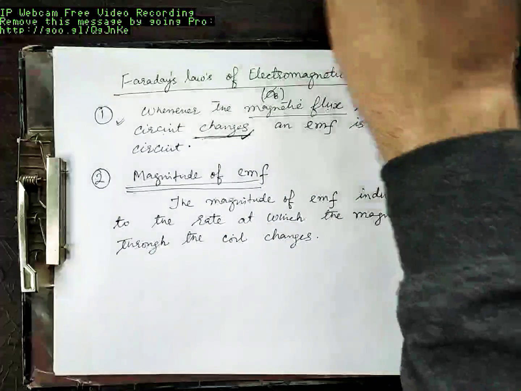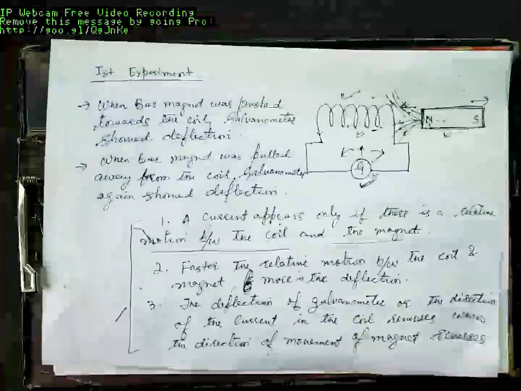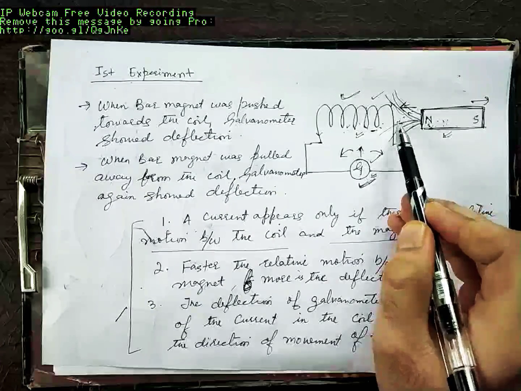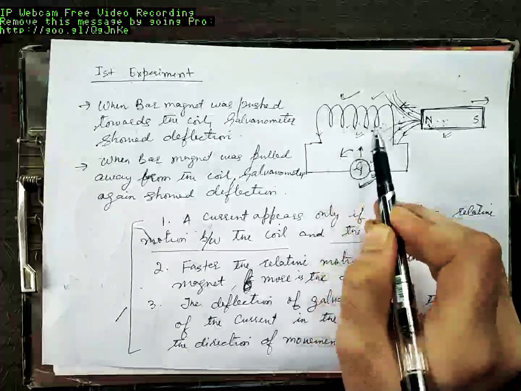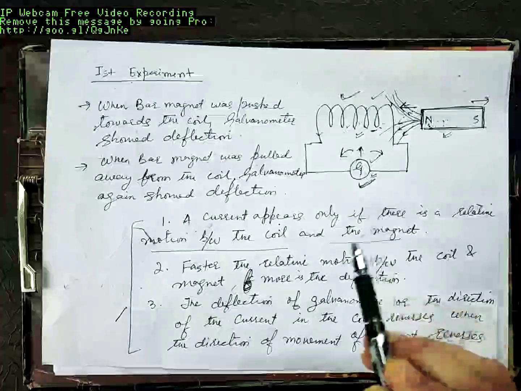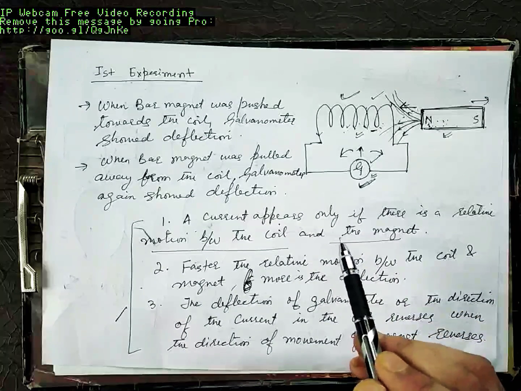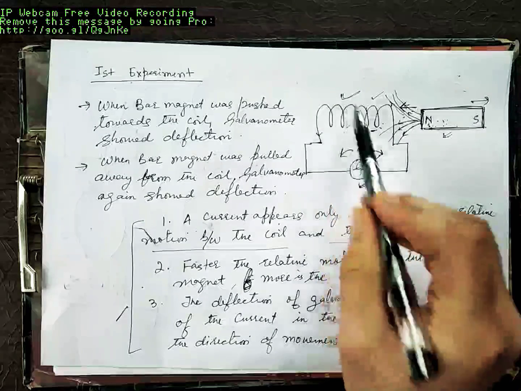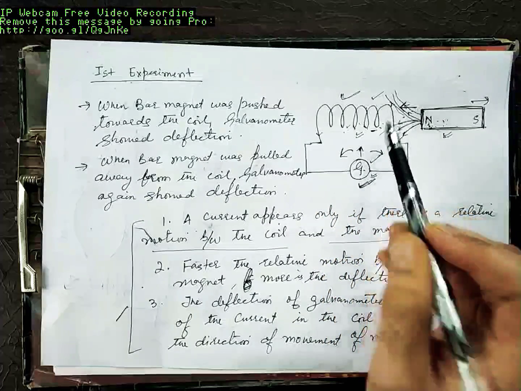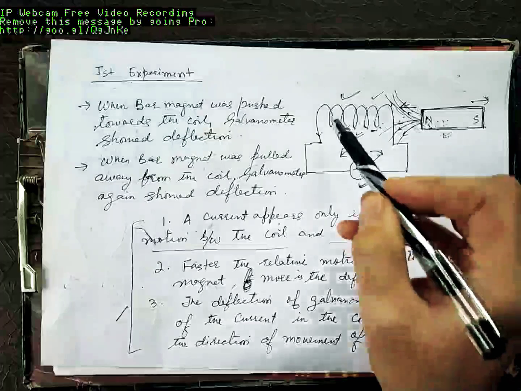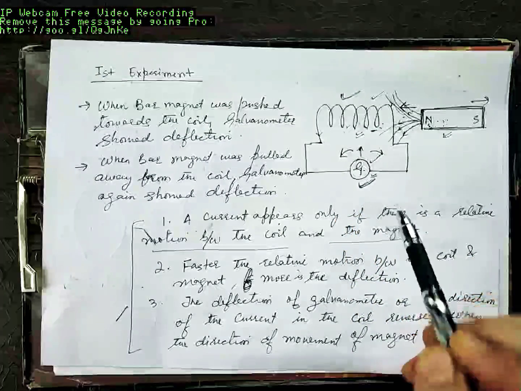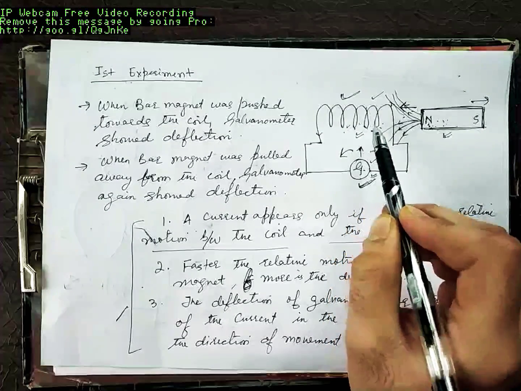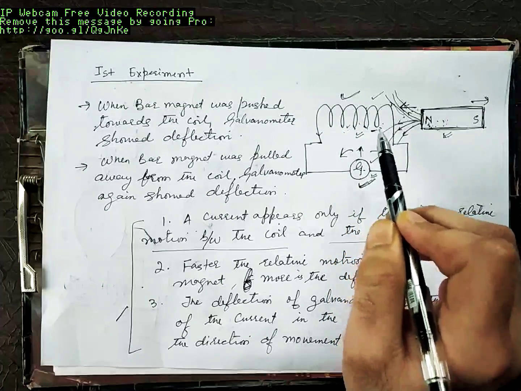What this means is, if you move this north pole towards the coil, the field lines through this change. It will produce a voltage, so this will show a deflection. But how much deflection this will produce depends upon how much voltage is induced over here. And what are the factors on which the voltage induced in the coil depends? According to Faraday, the voltage induced in the coil is directly proportional to the rate of change of flux.